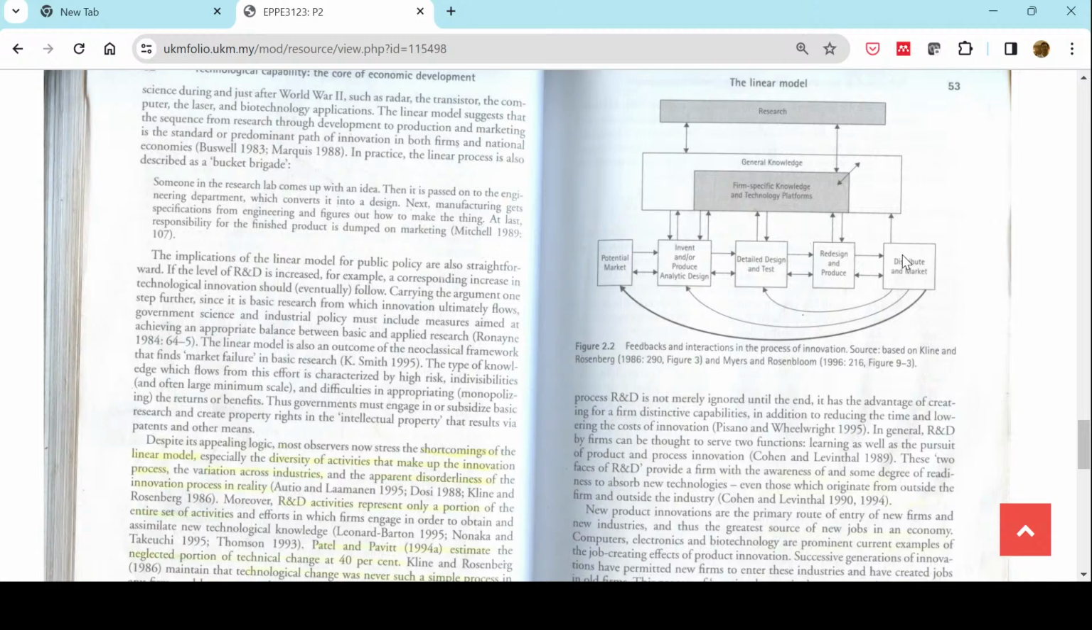Suppose they're not able to sell well, so they go back, maybe to the design, a flaw in the design. Go back. Maybe there was a flaw in the test. If it still cannot sell well, they go back here.